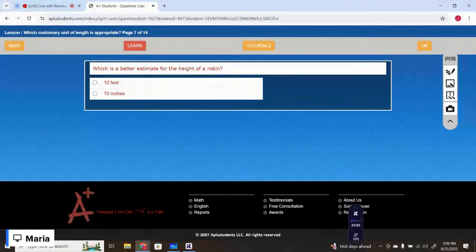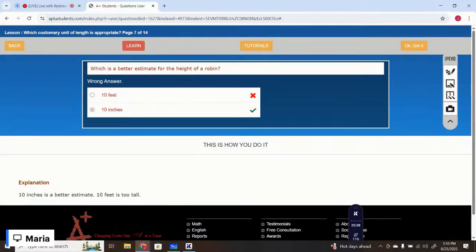Which is a better estimate for the height of a robin? Height of the robin. I think that would be 10 feet. Option number one is the correct option. That is 10 inches.